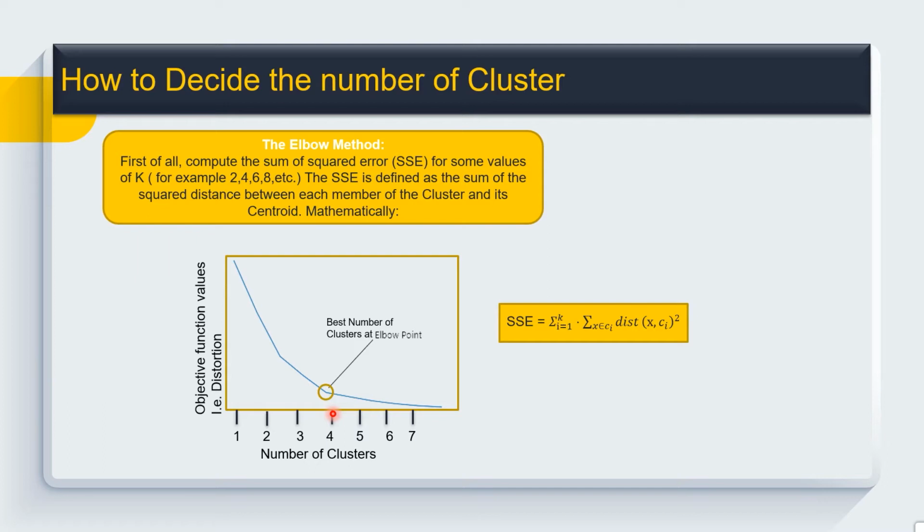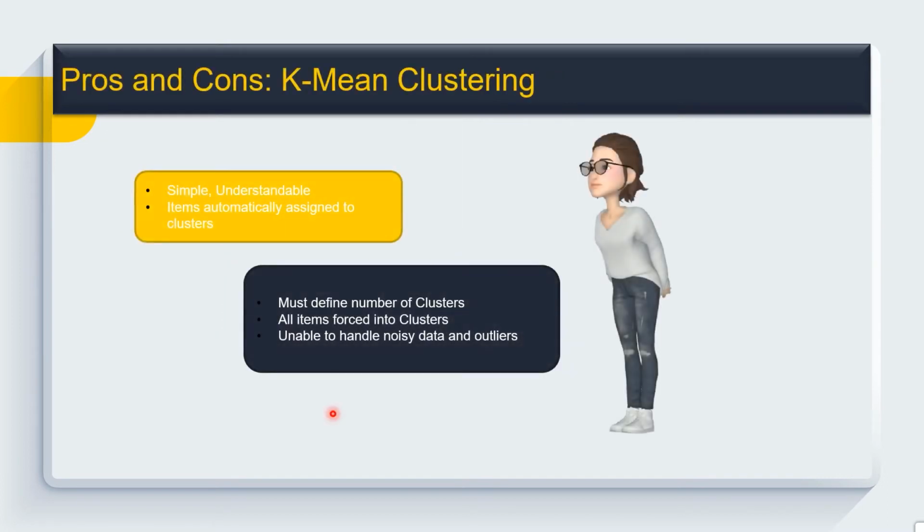Now, k-means is not exactly a perfect method, so let's understand the pros and cons of k-means clustering. We know that k-means is simple and understandable, and items are automatically assigned to clusters. Now, if we have a look at the cons, first of all, one needs to define the number of clusters.